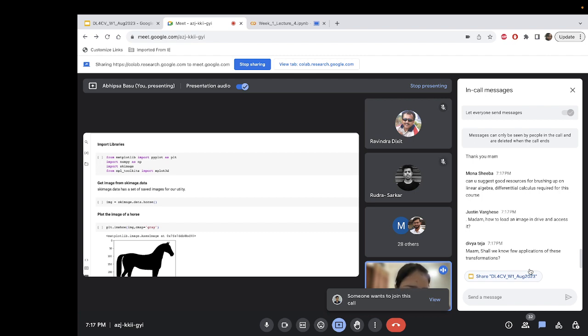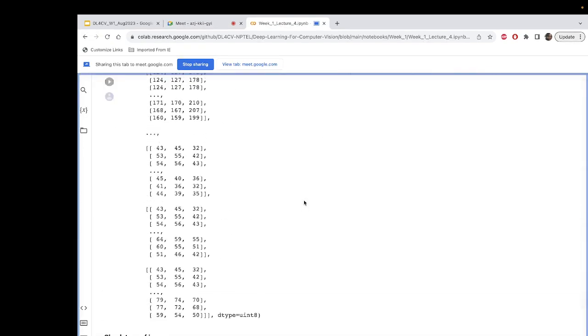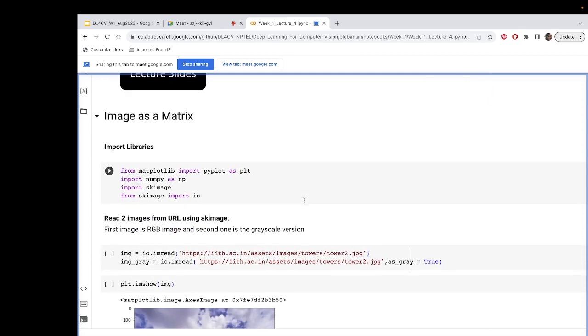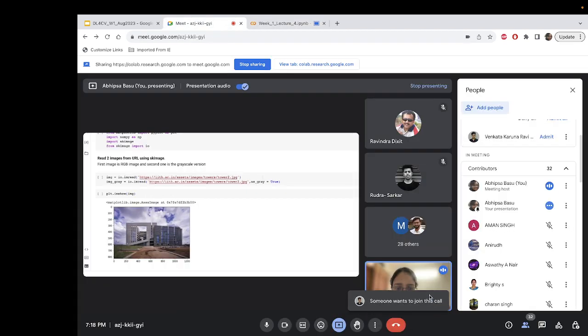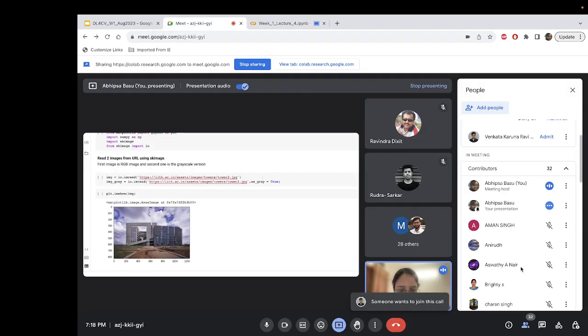Justin asks how to load an image in Drive and access it. One easy thing can be to just download this Google Colab, and you can run it on your local system as an IPython notebook. The other thing is that you can store these images on the Drive itself. But how to access Drive from Colab is something that you can just Google and find out. It's pretty simple.